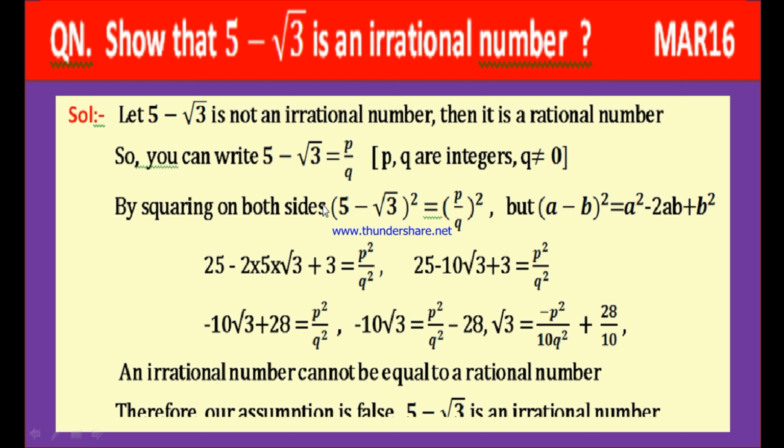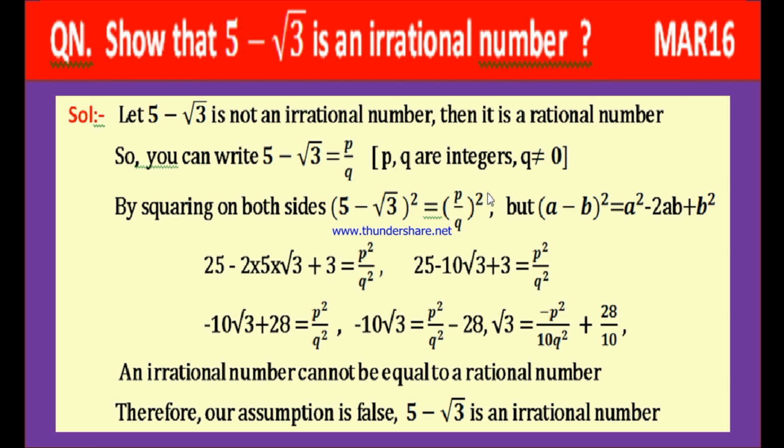By squaring on both sides, LHS whole square is equal to RHS whole square, and LHS is in the form of a minus b whole square. A minus b whole square is equal to a square minus 2ab plus b square. A square means 5 square, 5 square is 25. Minus 2ab, minus 2 into a, which is 5, into b, which is root 3, minus 2 into 5 into root 3, plus b square. B square means root 3 whole square, which is 3.